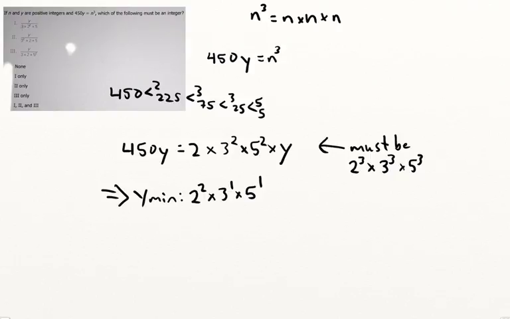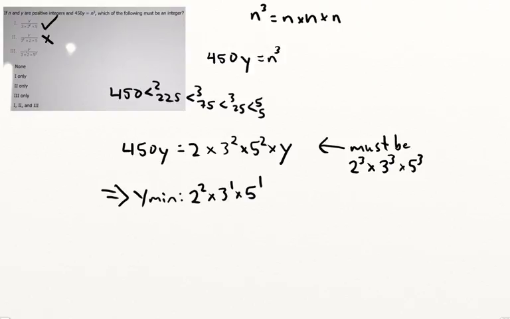We can go back to the answers. Y min is 3 times 2 squared, so we've got both of those, and 5 to the 1. So y must divide by 3, by 2 squared, and by 5 to the 1. The first statement checks. The second statement, y must be divisible by 3 squared. That's not going to work because we only have 3 to the 1.